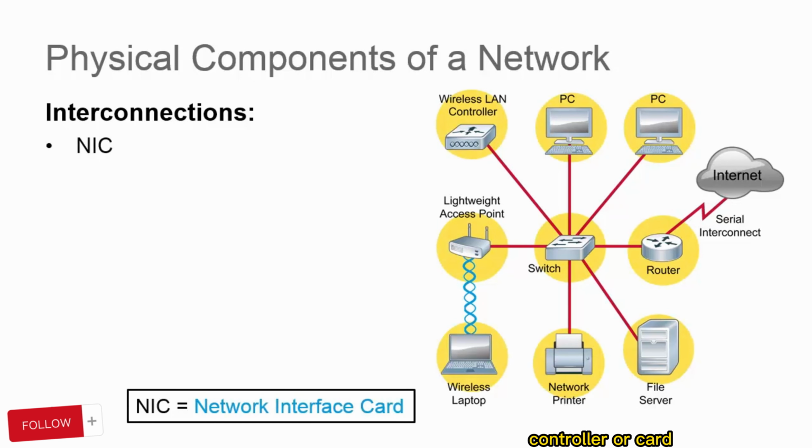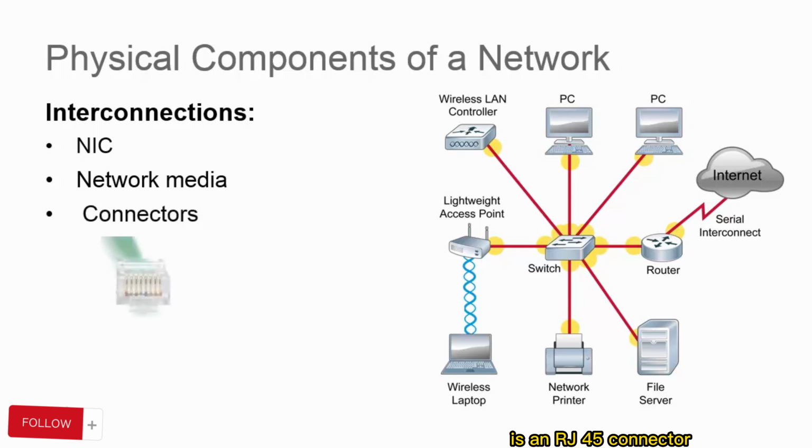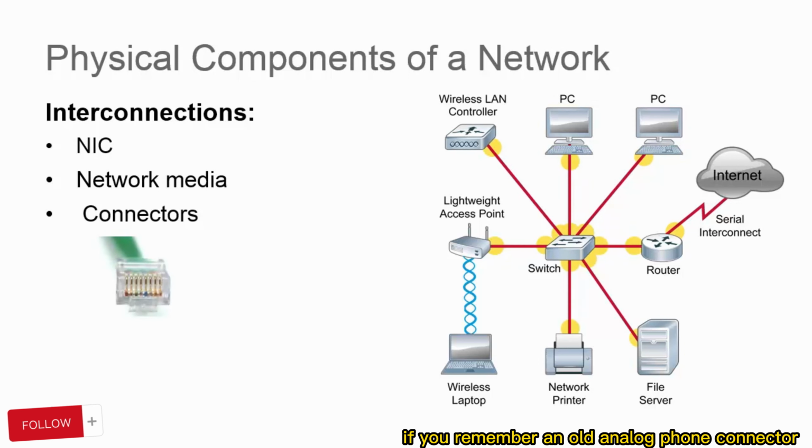The last component in our interconnection story are connectors. Connectors provide connection points, the points where media gets plugged into NICs. The most commonly known connector when it comes to the copper medium is an RJ45 connector. If you remember an old analog phone connector, you should be familiar with the design. An RJ45 is simply an upscale version of that. A representative for fiber medium is an LC connector, for example. At this point, we have the basics covered.